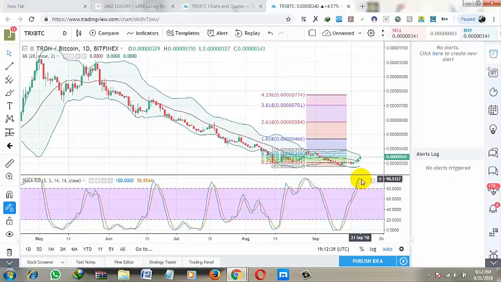Stochastic RSI is a momentum indicator that shows you how strong price is. Whenever it moves above 80, know that it is in the overbought region, and there is a possibility of a reversal in price to the downside. Whenever it goes below 20, know that it is in the oversold region, and there's a possibility that there will be a reversal in price upward.